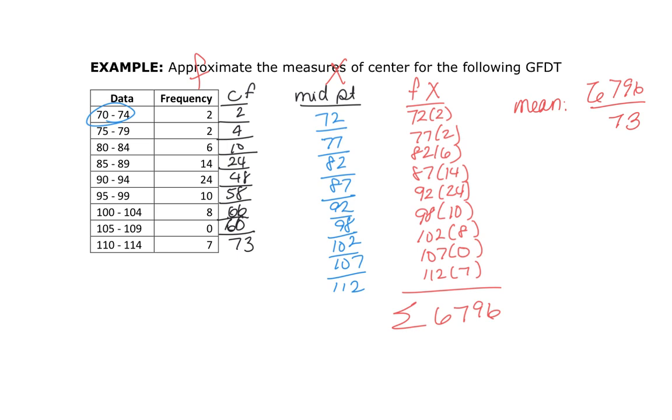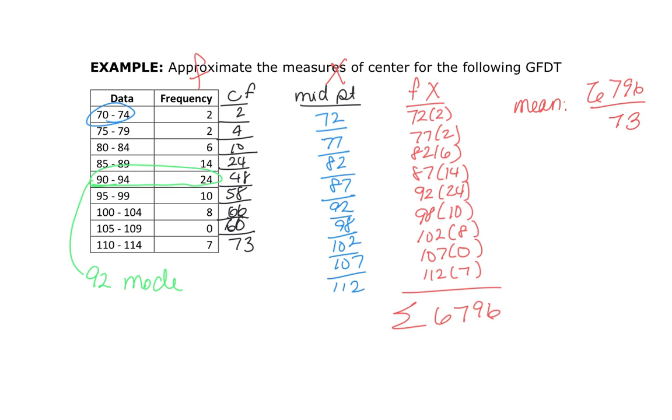Now, where is my mode? My mode is easy. We look at the class with the highest frequency, and we choose the midpoint, which is 92. So 92 is the mode.